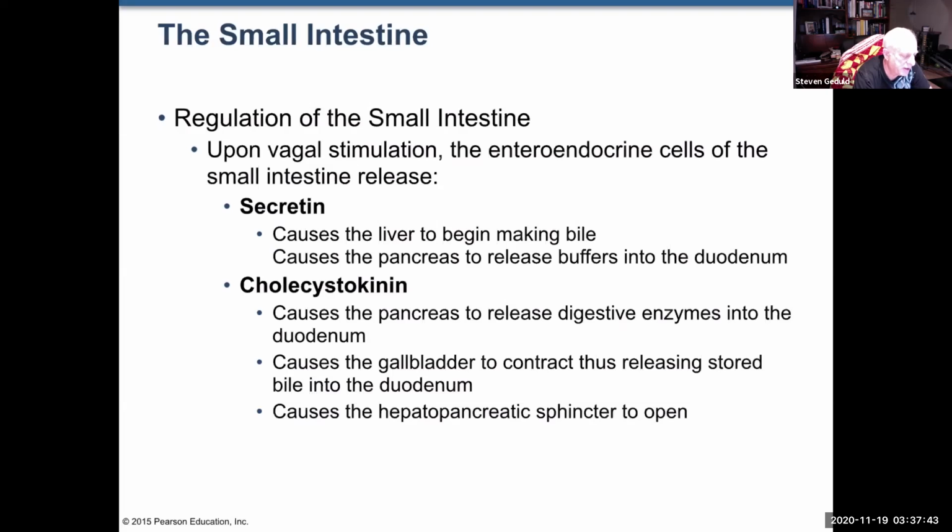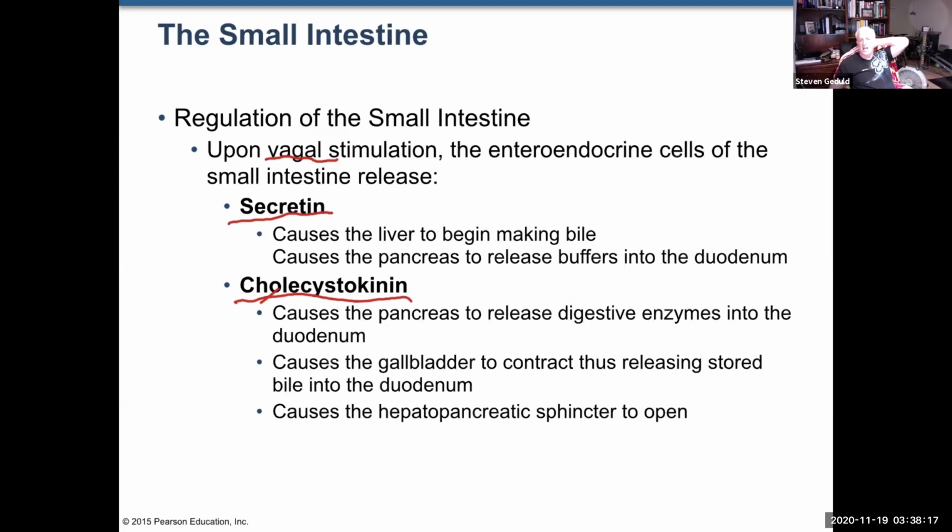How the small intestine is regulated. Here's secretin and cholecystokinin, those hormones we talked about. Upon vagal stimulation, the 10th cranial nerve, the vagus nerve, the enteroendocrine cells of the small intestine release two hormones, secretin and cholecystokinin. Remember, the vagus nerve is parasympathetic. Parasympathetic increases digestion: all the hormones get released and the digestive enzymes get released so digestion can occur.